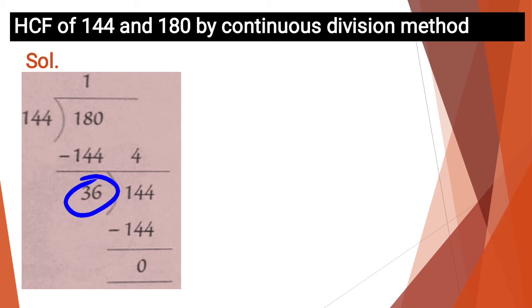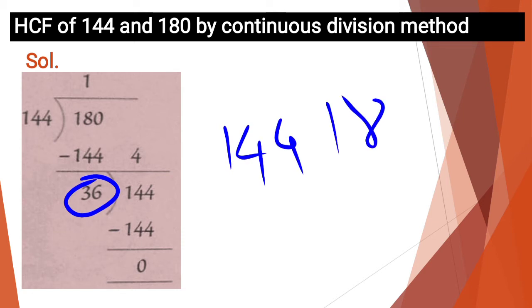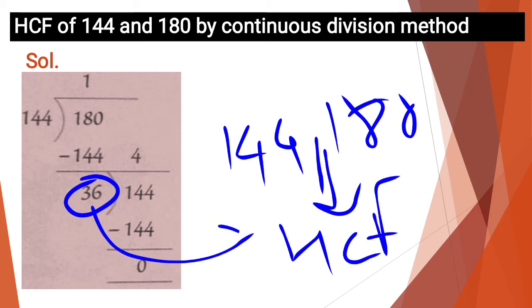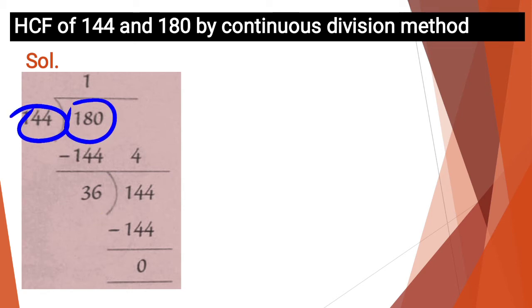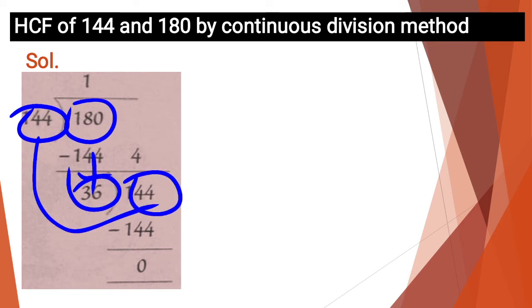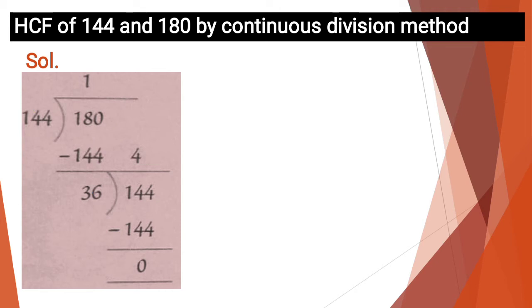So 144 and 180 are the two numbers, and what will be their HCF? This 36 will be the HCF. So this is the method to find the HCF. We divide the bigger number by the smaller number, which is the first step. Then we find the remainder, and this remainder will divide the divisor. When you get 0 as a remainder, that divisor will be the HCF.